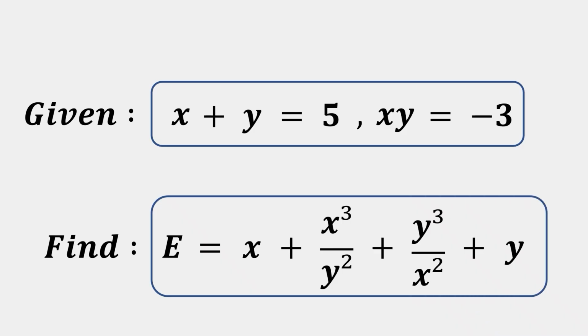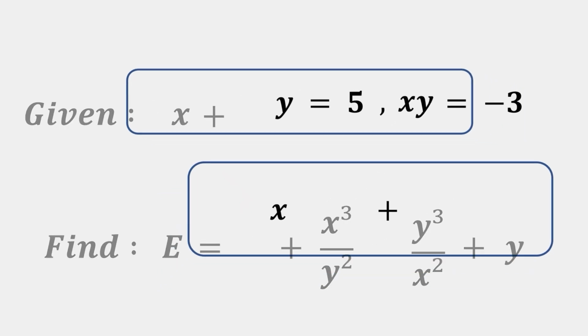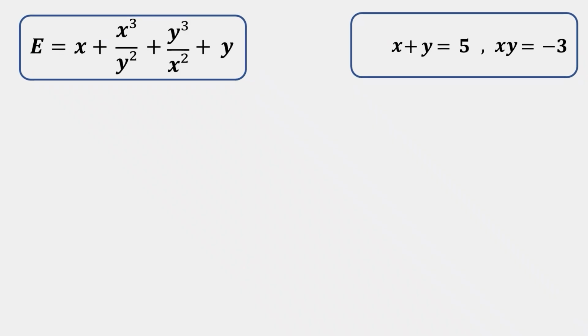At first, this looks complicated. Those cubes and squares can seem intimidating, but don't worry. We'll uncover structure hidden inside. Look closely. We have two similar parts, x cubed over y squared and y cubed over x squared. Each involves cubes on top and squares below. That repetition means symmetry, a sign we can group terms cleverly.